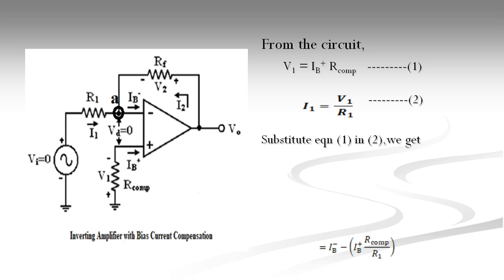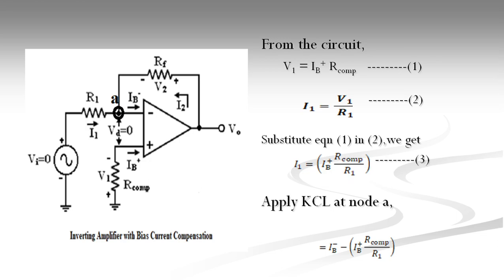Now the next step: we are going to substitute equation 1 in 2. That is, in the place of V1, I'm going to substitute equation 1. So I1 will be equal to IB plus into R compensation divided by R1. Let us consider that equation number 3.